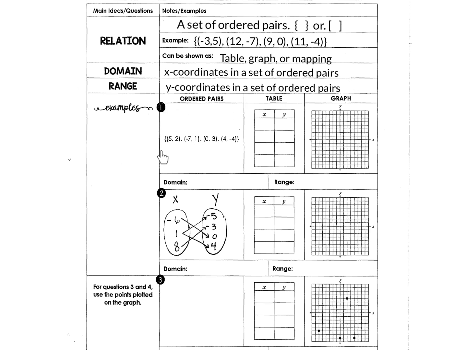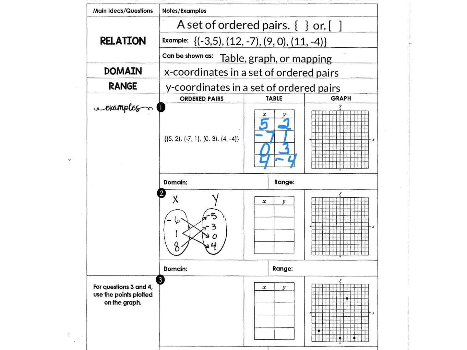Let's look at the first example. Here's a relation, a group of ordered pairs. We're going to take these ordered pairs and we're first going to write them in this table. So the number 5 is going to go in the first x space. Next it'll be 2, and so on.